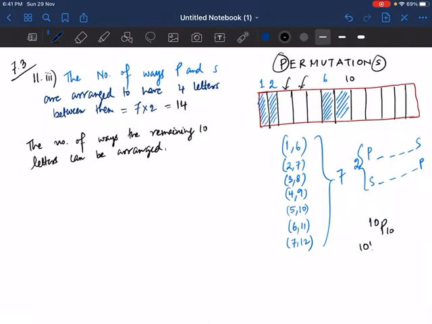But there is a problem. The problem is there are 2 T's in here. So the number of ways the remaining 10 letters can be arranged is equal to 10 factorial divided by 2 factorial. Why? Because there are 2 T's, 2 similar elements. That's why we have to do 10 factorial divided by 2 factorial. So this is the number of ways we got.